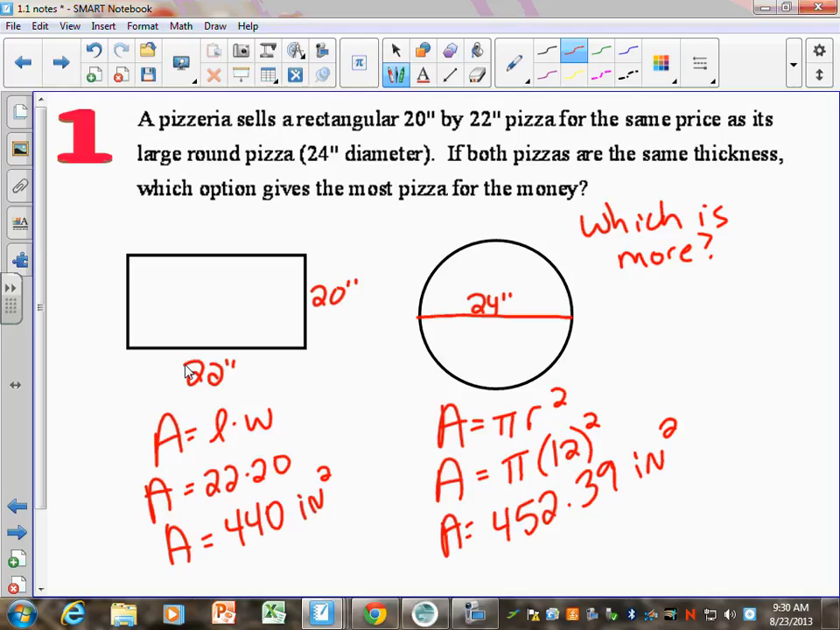So what's the answer here? Which pizza gives you the most for the money? The 24-inch diameter. Or you could say the circle pizza. That's probably why pizzas are in circles, because you get more pizza than with rectangular pizzas.